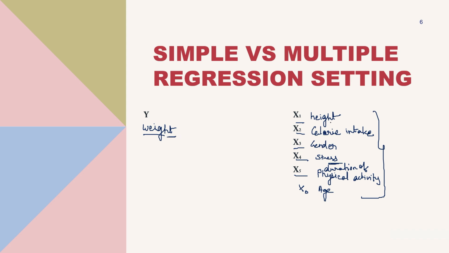So suppose we find height as a significant factor to predict weight after controlling for calorie intake, gender, stress, duration of physical activity and age. So we can say that height is an independent predictor of weight. So this is how we have to interpret in case of multiple regression settings.